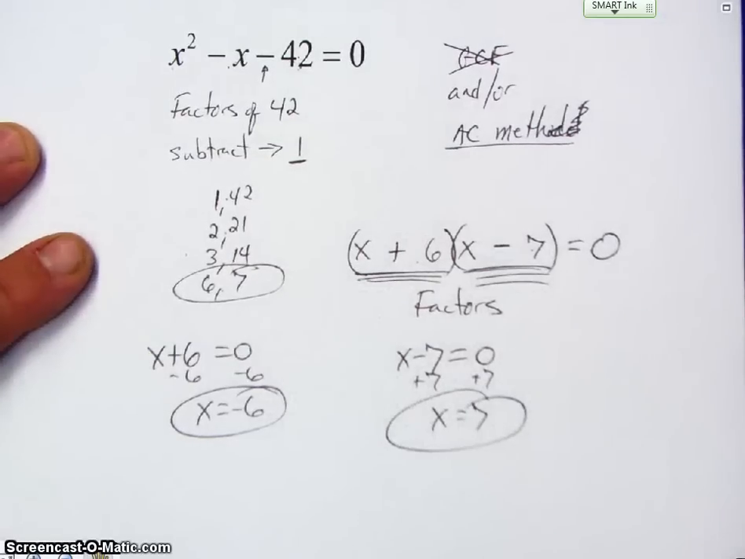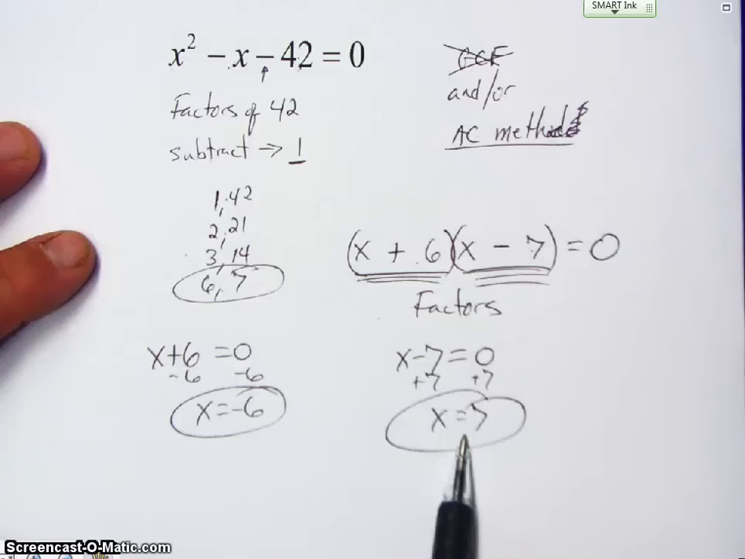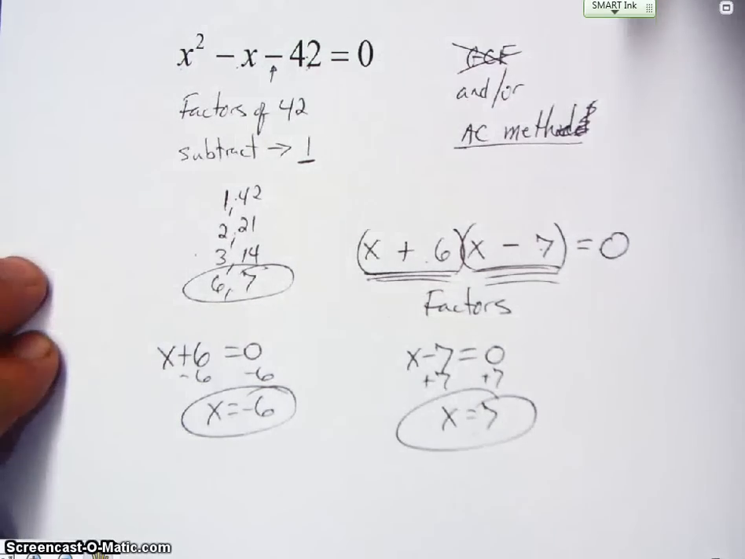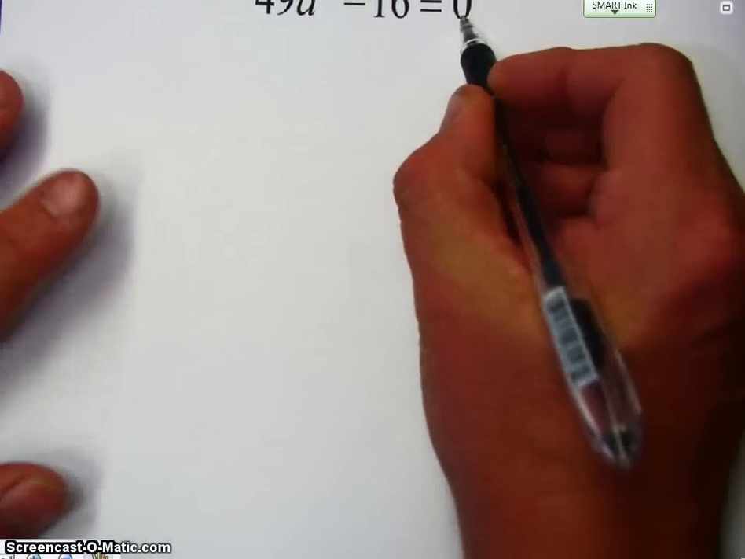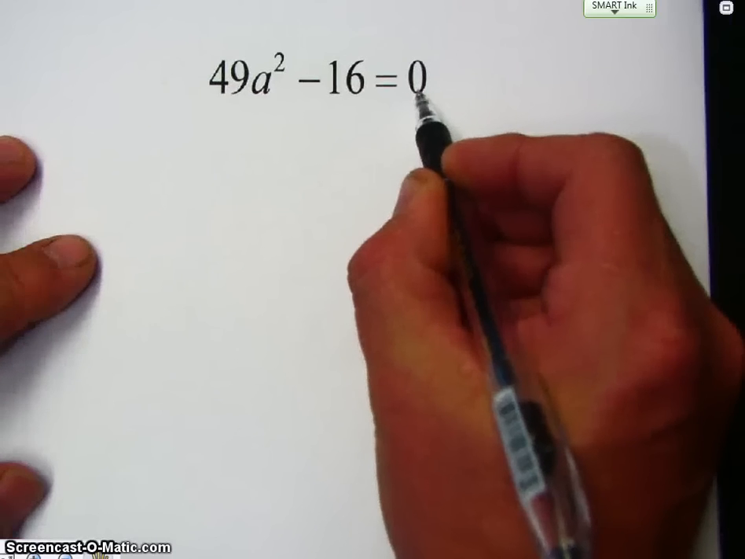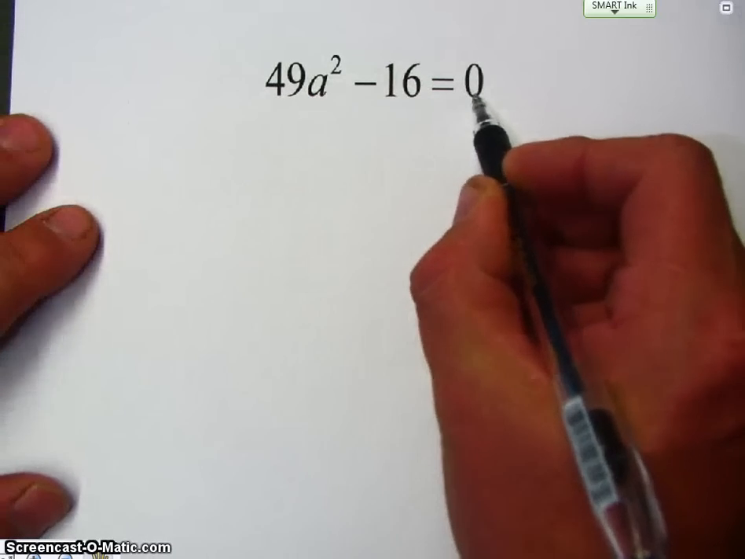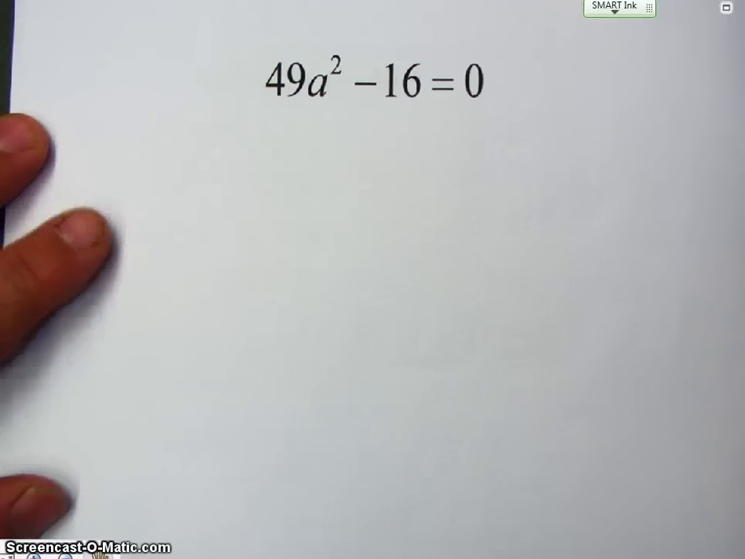And there's the other one. So I have 2 solutions. Let's look at another method, or another example, excuse me. All right, it's already set equal to 0. So the next step is we want to factor completely.